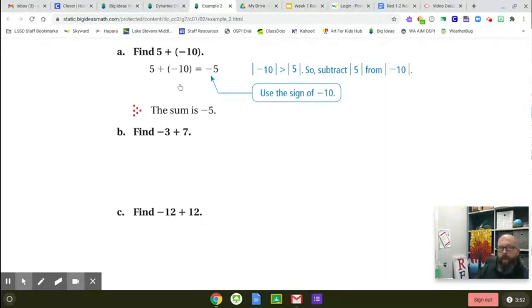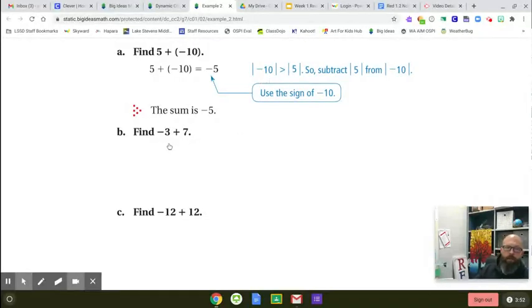If you use a number line, you can start at 5 and then go 10 spaces to the left, and you'll end up at negative 5. So if taking the absolute values is confusing for you, you can always just use the number line, or you can say 5 minus 10 is negative 5. Totally up to you how you do it, but either way it will work.